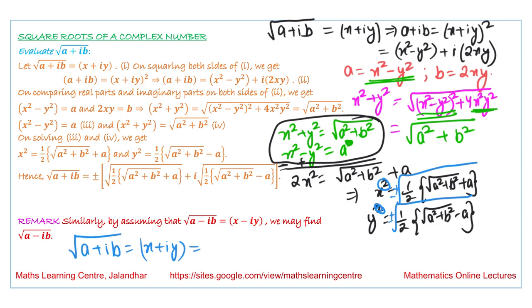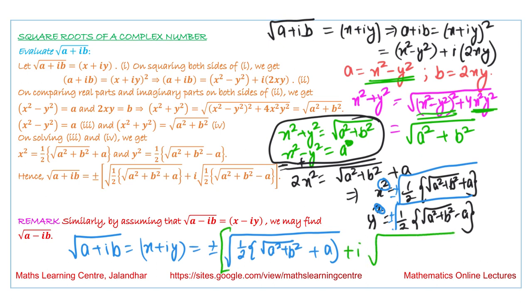that is equal to plus minus the square root of 1 by 2 into the square root of a square plus b square plus a. We have the square root up to this term. Then the plus minus sign is there, plus iota times the square root of 1 by 2 into the square root of a square plus b square, and it is minus a. So this is the formula we have for the square root of a plus iota b.